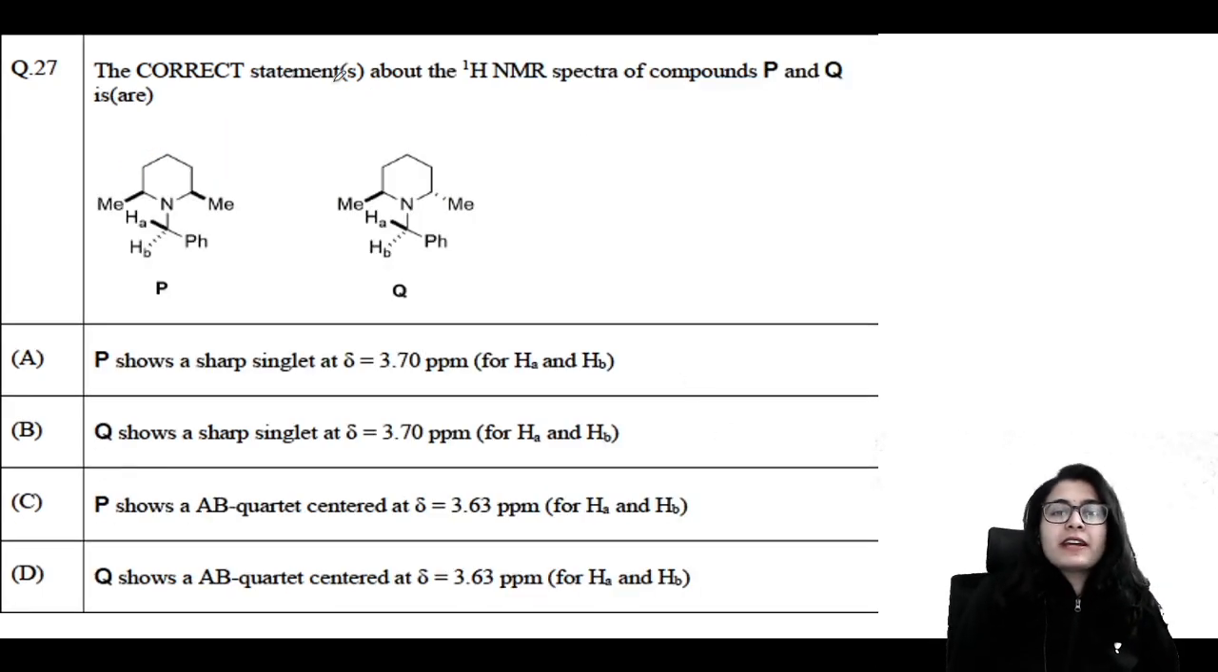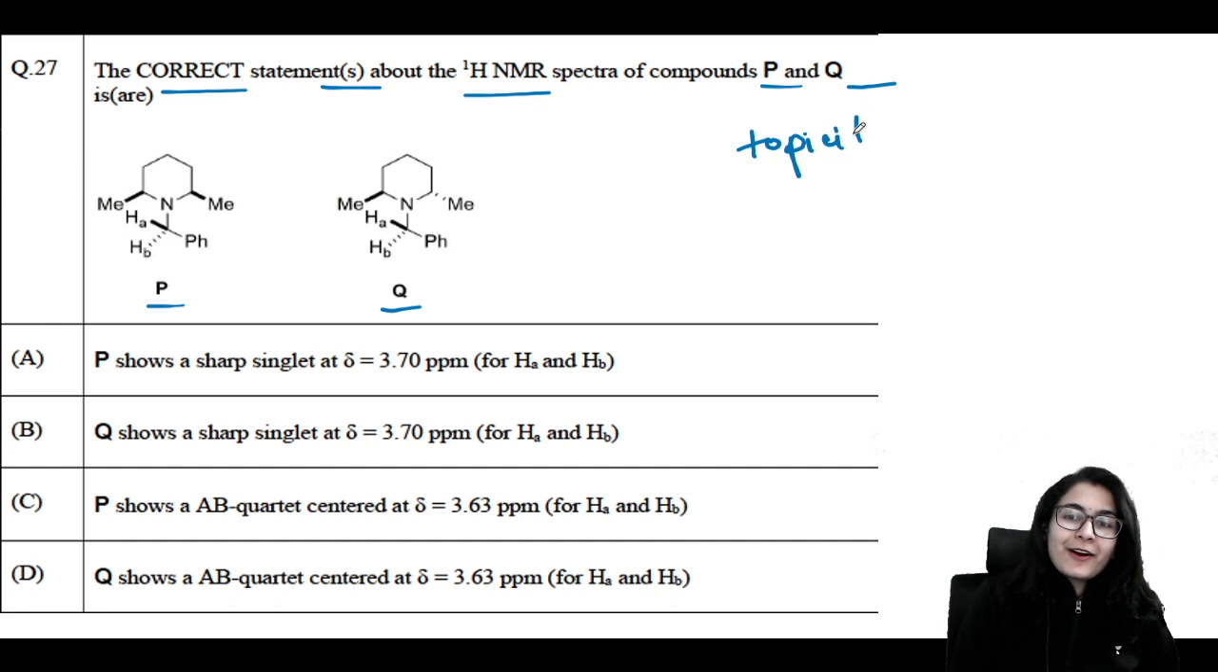Next question is very beautiful, guys. See this question, you will find some similarity in the CSIR NET previous year question. The correct statement or statements about the proton NMR spectra of P and Q are. Now look at P and Q. If you have solved the previous year question of CSIR NET, you will see that this same question has been asked, but based on topicity. All right, now the same question has been asked on proton NMR, right?